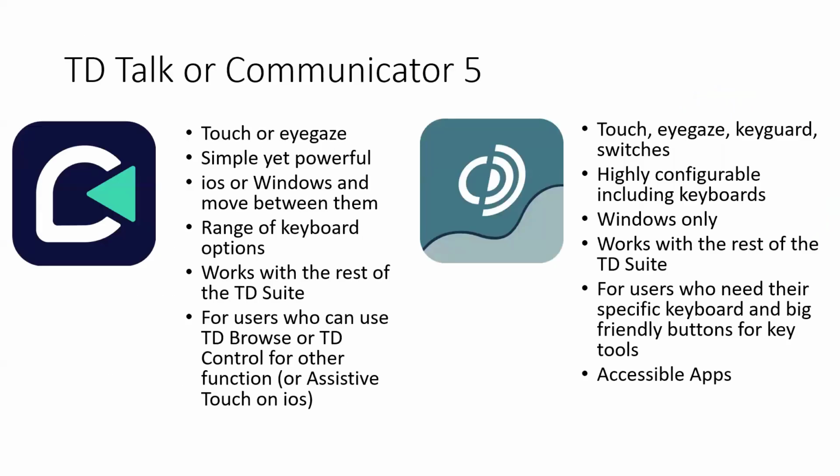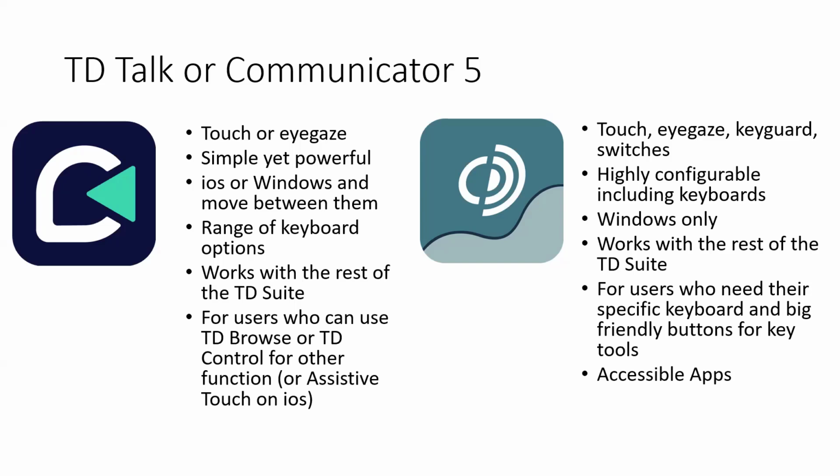Now, it's a text-based communication app, and a question we'll often get asked is, well, haven't you got one of those in Communicator 5? Communicator 5 still very much has its place, and it's worth going through some of the comparative pros and cons or usage scenarios for TD Talk or Communicator 5. TD Talk is solely for touch or eye gaze users. Communicator 5 does have more flexibility in terms of opening up access to people who might be using a keyguard or switch access, as well as touch and eye gaze.